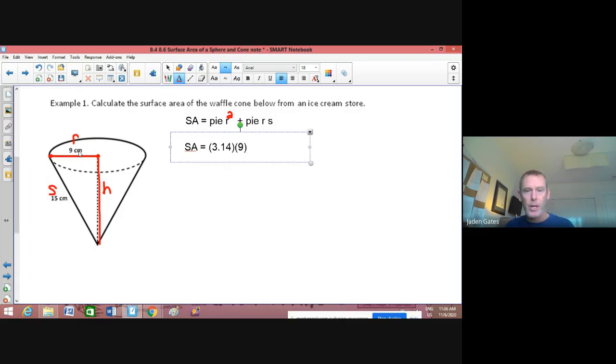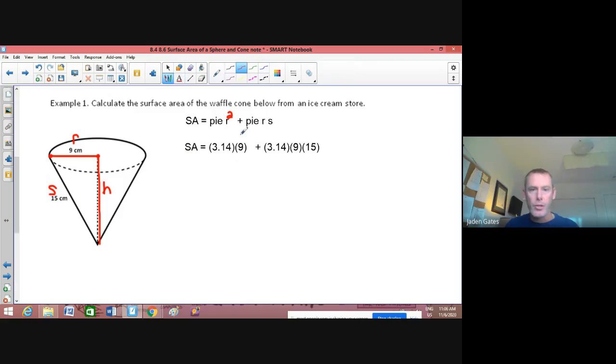Can't find the arrow. Okay, scrap that idea. All right, plus pi r s. So we have, again, 3.14 times r, which is 9, times s, which is 15. Okay, there we go. And I don't want to forget this squared on this 9, because that's what I've got to do next, right? Bedmas.